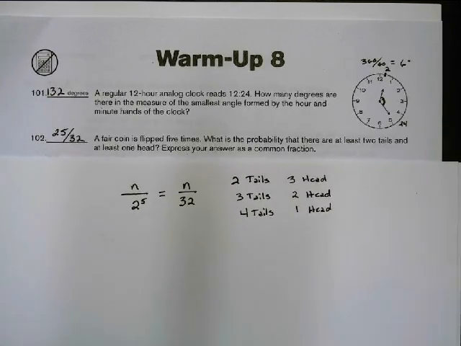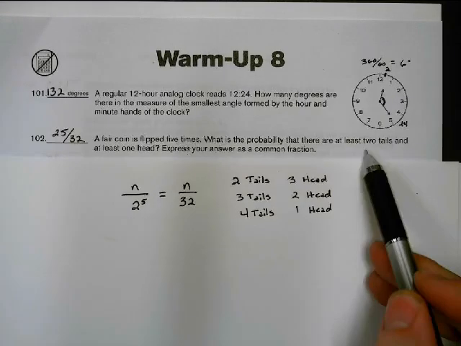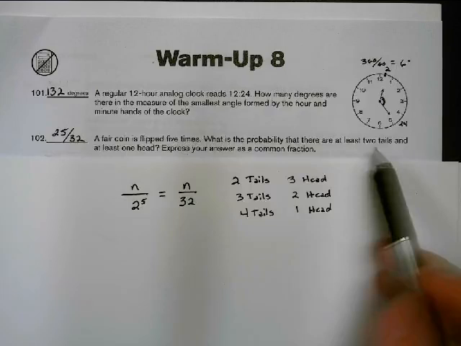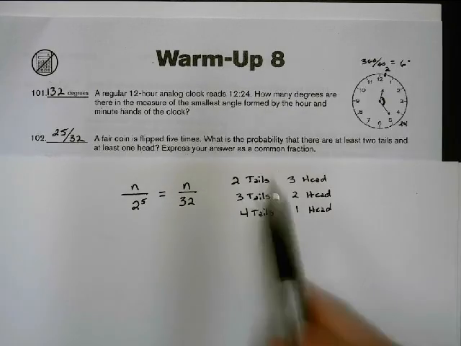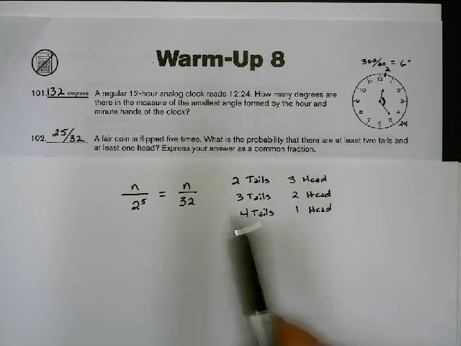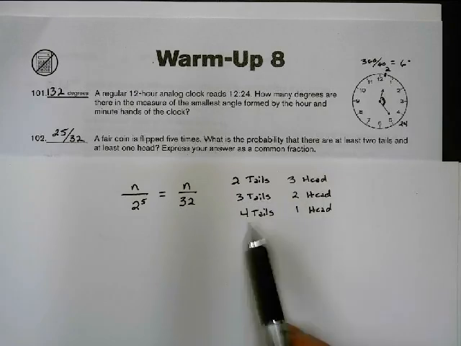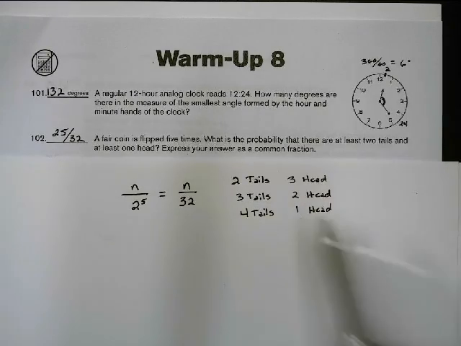Okay, those are the only cases that would satisfy what we have here, where we have at least two tails and at least one head. So here I have two tails, I have at least one head. I've got three tails, I have at least one head. I've got four tails, I have at least one head. That's it. Those are the three situations.